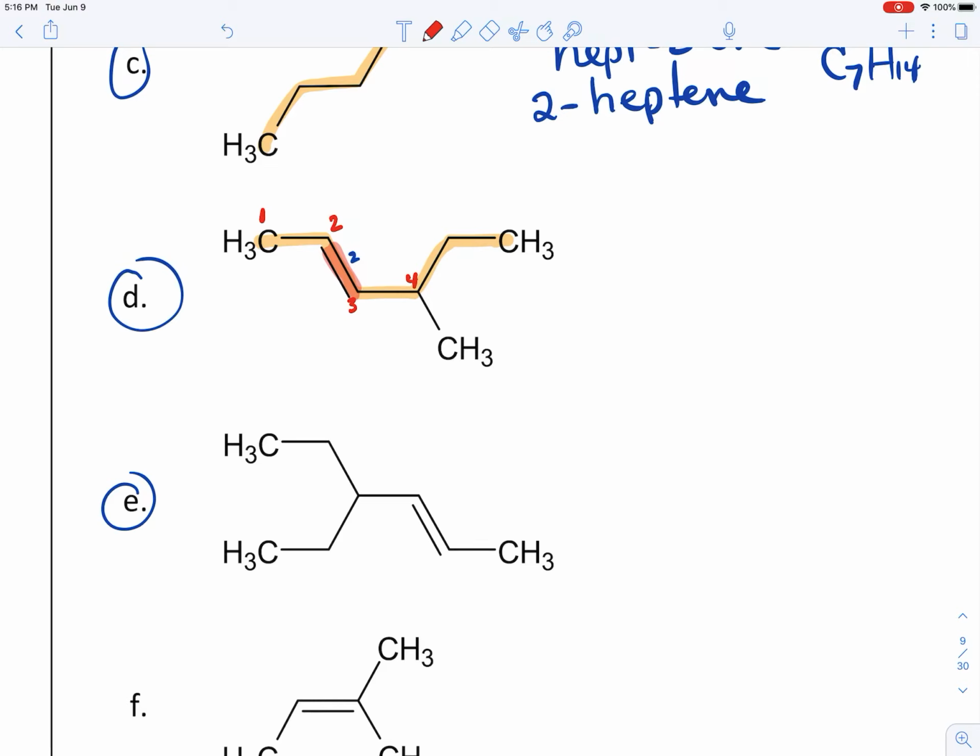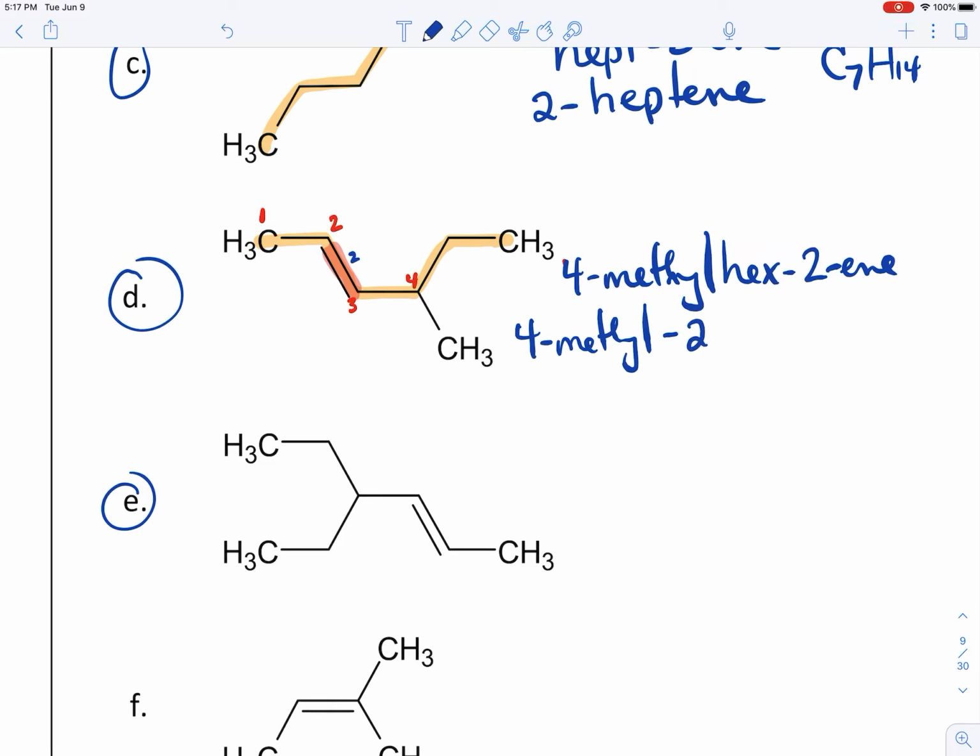So carbon 4 has a methyl branch, so we can say 4-methyl. And then the hexene, 6 carbons, but it's the second bond which is the double bond. So 4-methylhex-2-ene would be the correct IUPAC nomenclature. An American name would say 4-methyl, and then they would say 2-hexene.